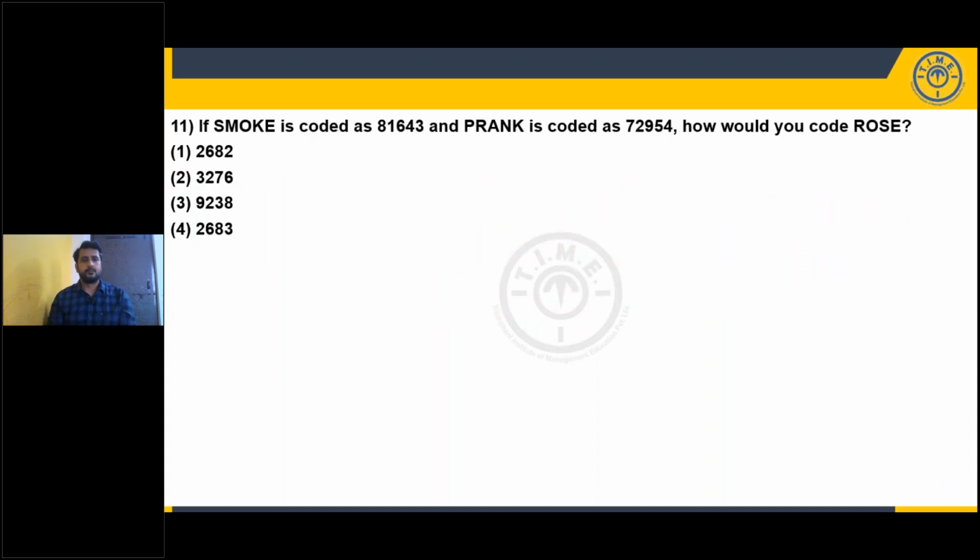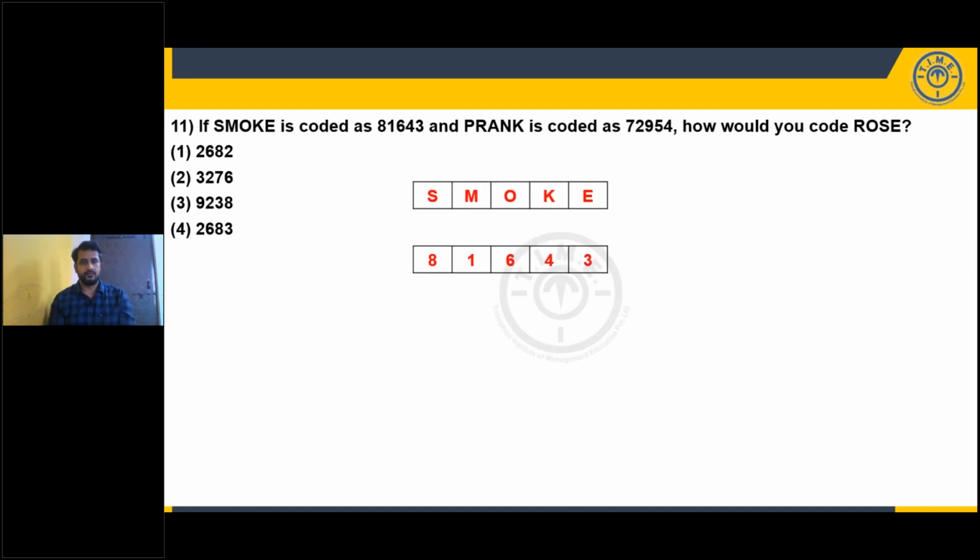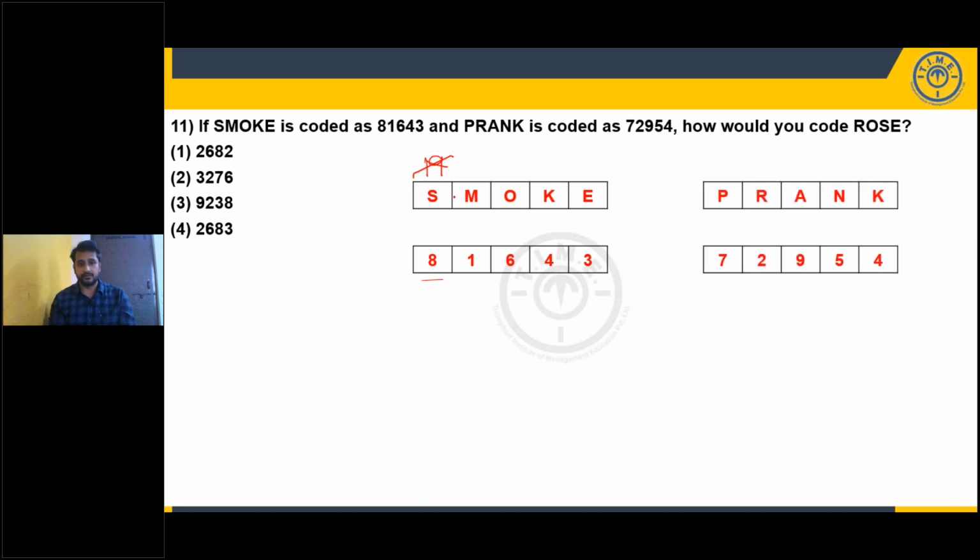Now again, smoke is coded as 81643. Prank is coded as 72954. How would you code rose? Now, let's assume that it is based on the place values. S's place value is 19. No such number is available, so it is ruled out. Now, check whether letters and digits are given corresponding positions or not. SMOKE, PRANK. Only K is common. Which digit is there? 4. In the same position, which digit is there? 4. I can confirm that now letters and digits are in corresponding positions.